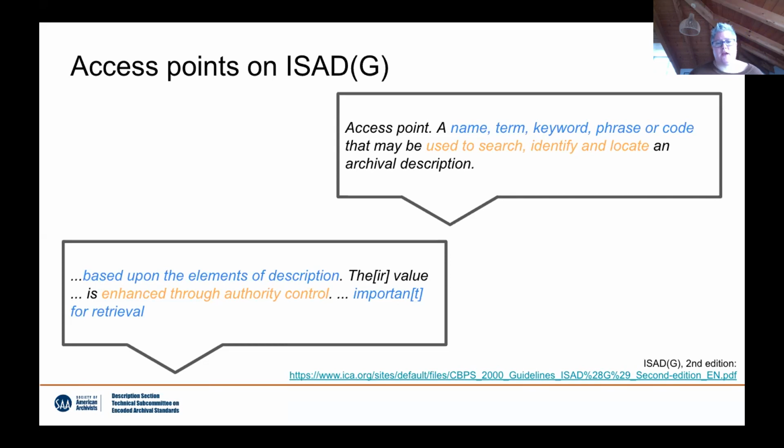And they're also saying that access points are based on the elements of description. One classic example is the creator of the archival material, which can be a person, an organization, or a family. And that might be a term that you have taken from a vocabulary. And ISAD(G) also stresses that the value of vocabularies or of these access points comes with authority control.